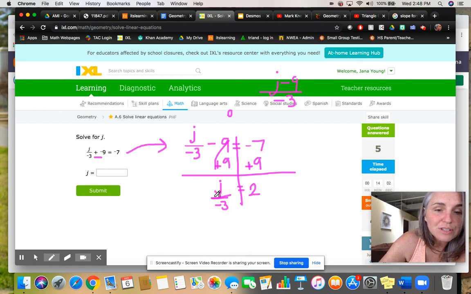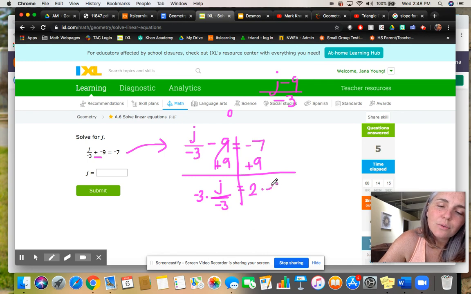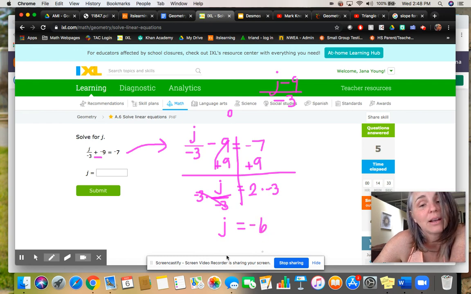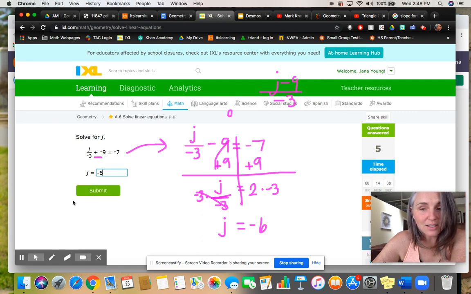Now undo division with multiplication. Oh, that looks like a decimal point. I don't like that. Times -3. Okay, so -3 times -3 divided by -3, inverses, and they go, leaving me with 1j or just j on the left side. J for Jenna. 2 times -3 is -6. Y'all, I'm losing my mind. That's what's happening right now. So my answer, my solution for J is -6. Yes. Submit.